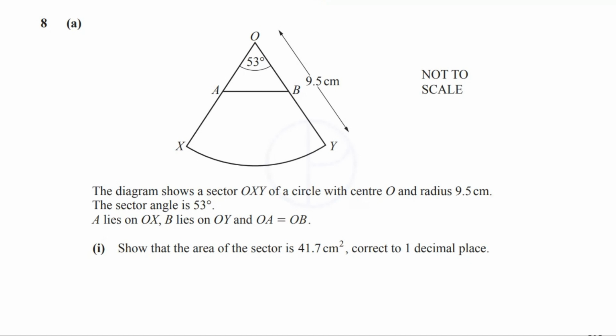The area of the sector is theta divided by 360 times pi r square. Here theta is 53 divided by 360 times pi, r is 9.5 centimeter. Simplifying this, we get 41.741. We have to correct it to one decimal place. So 41.7 centimeter square.